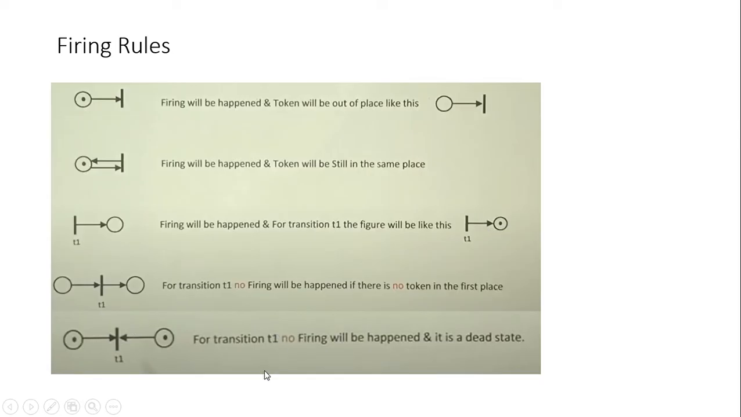And in these two models, no firing will happen. Here we see for transition T1, no firing will happen if there is no token in the first place. So here is no token, so no transition will happen. And last, for transition T1, no firing will happen and it is a dead state. So we see here it's a dead state and no firing will happen.